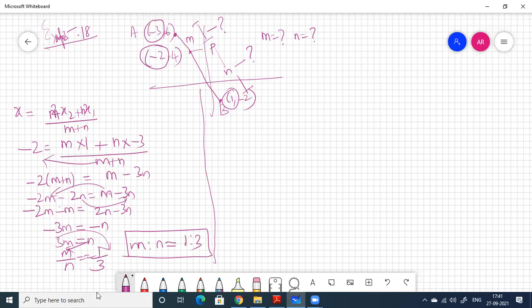Either you can use this formula, or you can use y is equal to (m y2 plus n y1) by (m plus n) and substitute: 4 equals m into y2, which will be -2, plus n into y1, which will be 6, divided by m plus n, and then you find out the same thing. That also is possible. We will leave it at this. Let me paste this here.